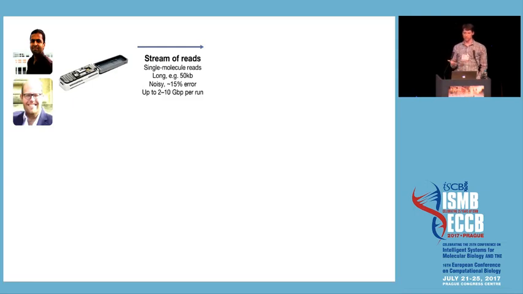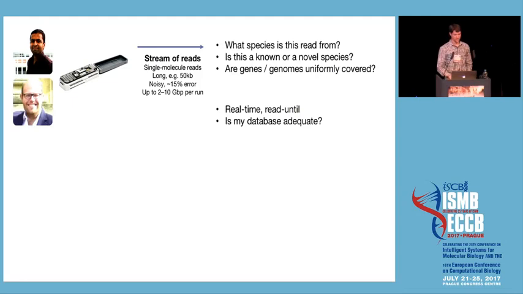And so I had a summer student last year who's a grad student at Georgia Tech, Chirag Jain, in the top left, and paired him with Alex Dilthey, who's the postdoc in the lab. And last summer they worked on this problem. If you get a stream of reads off of the Nanopore, how can you quickly answer questions like, what species did this read come from? Is it a known or a novel species?